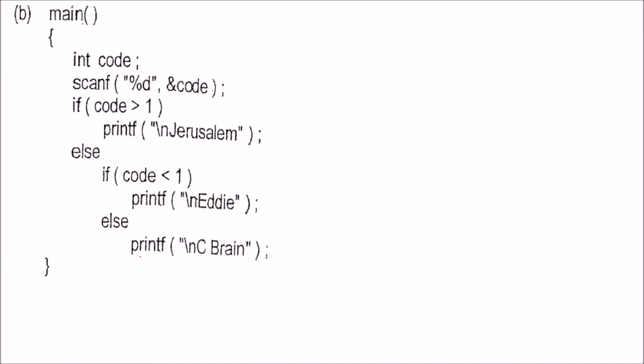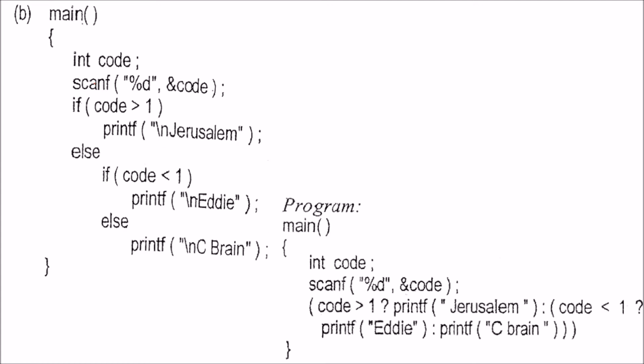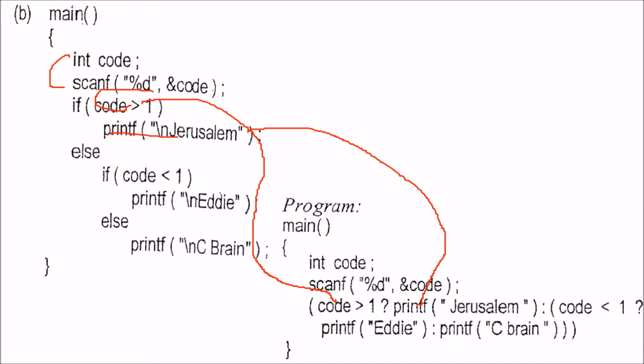See, this is the example of nested. You can say you are nesting the conditional operator. So how is it going to be? See, we'll give the codes. This will remain the same. Then code greater than, you have to take here. This printf goes on the left hand side of the colon. Then else goes on the right hand side of the colon.